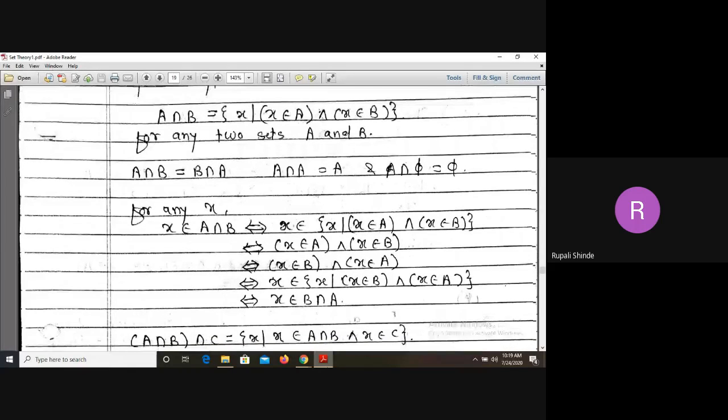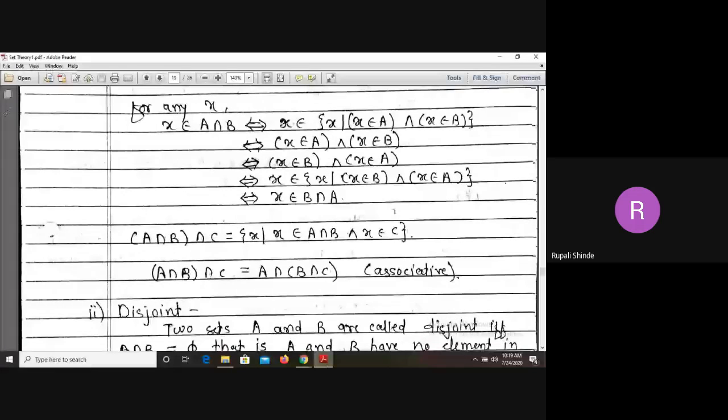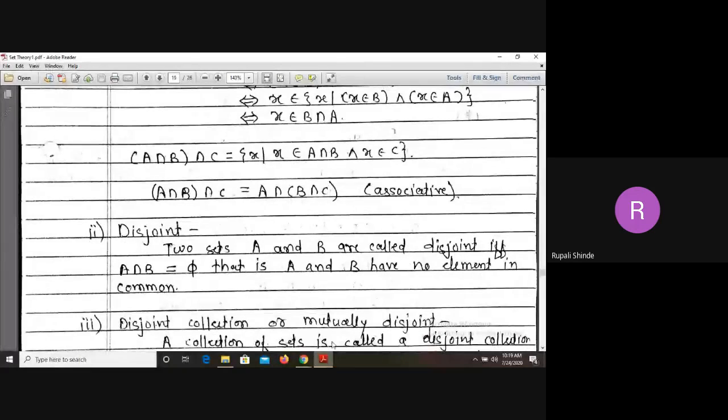Okay. So now we will see the next one, as our next operation is the disjoint operation. So what is the meaning of this disjoint? Suppose there are two different sets A and B, then these sets are called disjoint if A intersection B is phi. So what is the meaning of this statement A intersection B is equal to phi? Means what? If there is no element common between set A and set B, then only we can say that these two sets are disjoint, mutually disjoint.